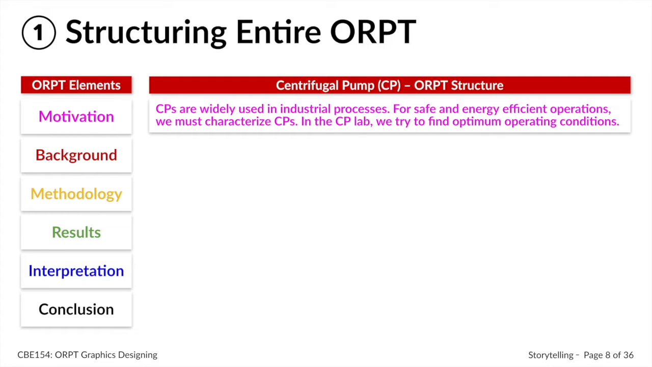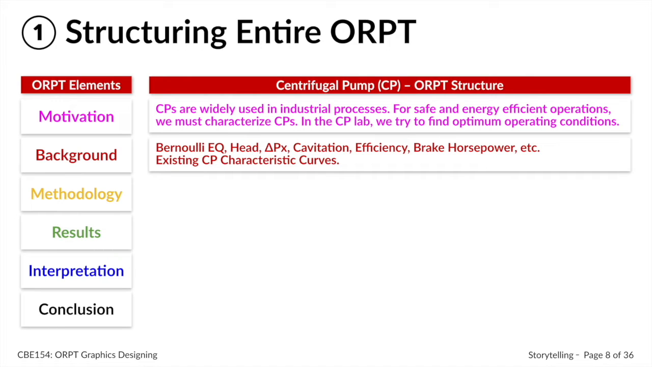Why go through an entire lab in CP? That will be because all industrial processes are interested in operating centrifugal pumps in a safe, energy efficient, and inexpensive manner. What about the background? We use the Bernoulli's equation to relate relevant terms in the CP lab. We also introduced several terminologies that must be defined. And we also referred back to existing correlations for centrifugal pumps.